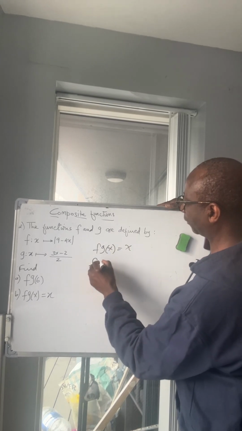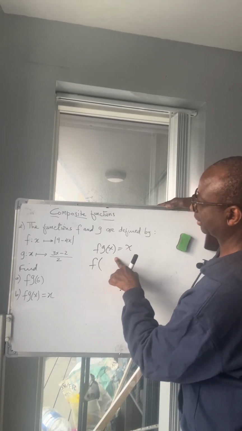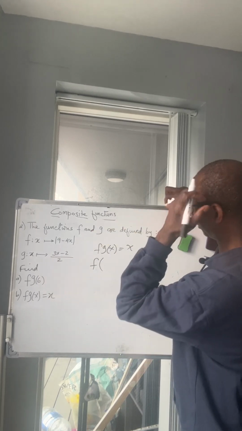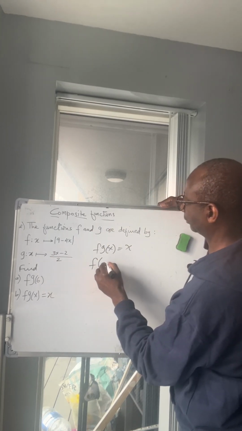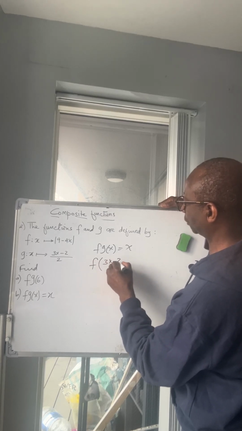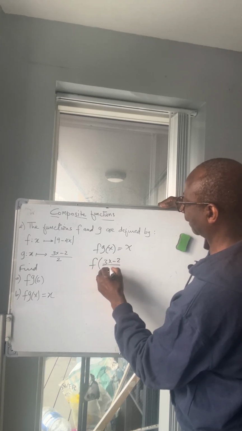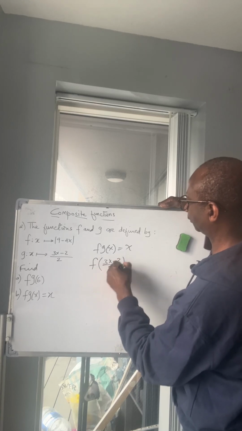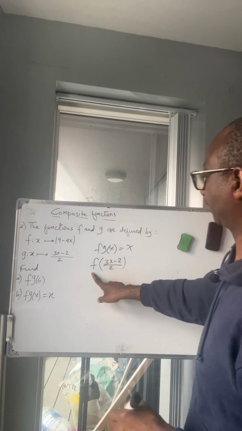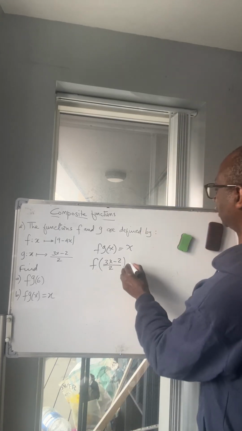So we have here f of, what is g of x? G of x is 3x minus 2 all over 2. Yeah? So now what is f? And they say this is equal to x, sorry.